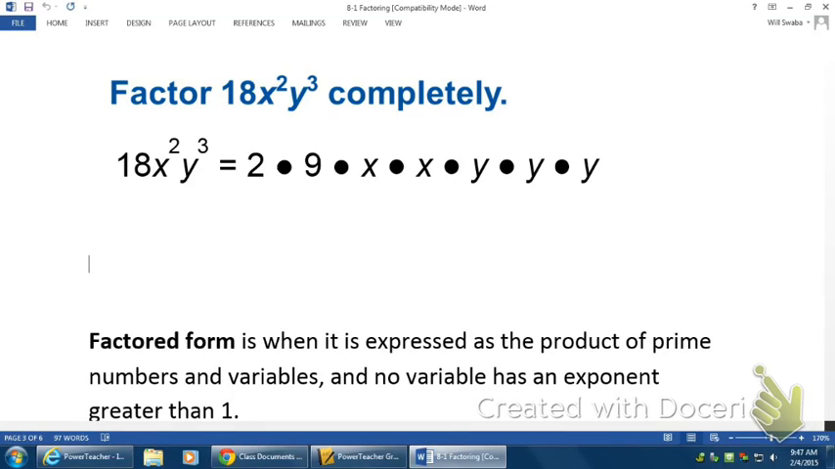First off, let's start with the easy part. The easy part is the variables. Okay, the x squared and the y third. If I just want to factor that, what times what gives me x squared?